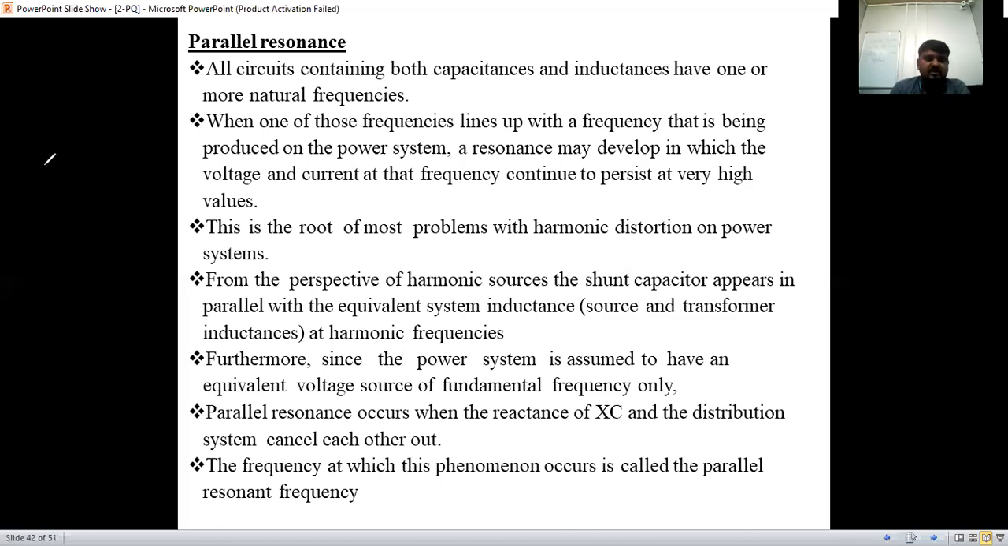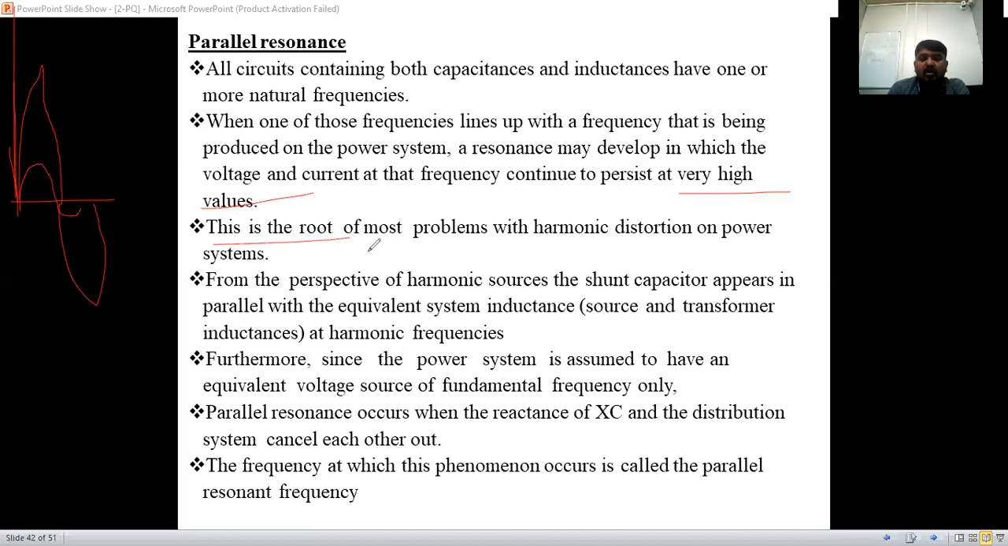Suppose, for single phase, I consider 230 volts. When the natural frequency ties up on that condition, it can suddenly produce very high voltages at that particular frequency. This voltage or current goes high over there, and it persists at very high values. This is the root of most problems with harmonic distortion on power systems. Here the waveform distortion is there, so this is the root of most problems.